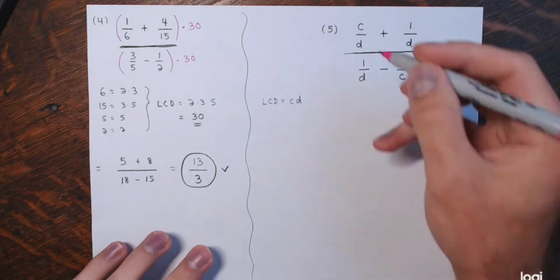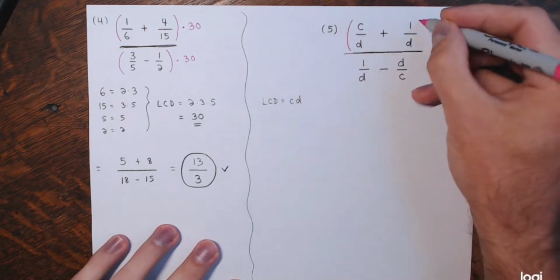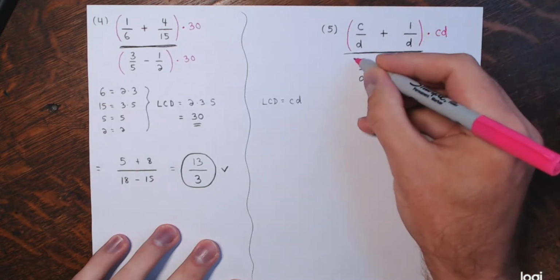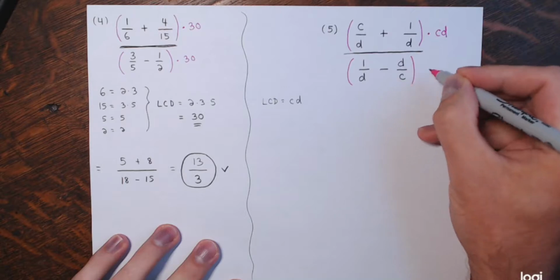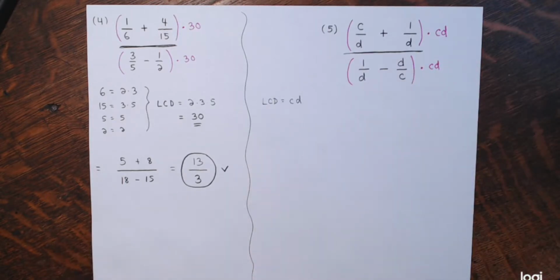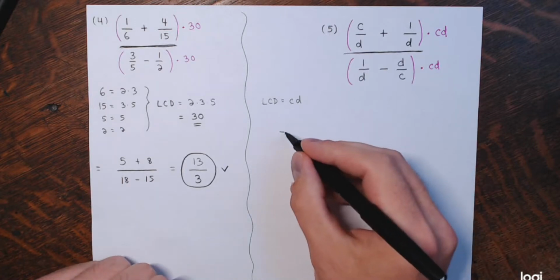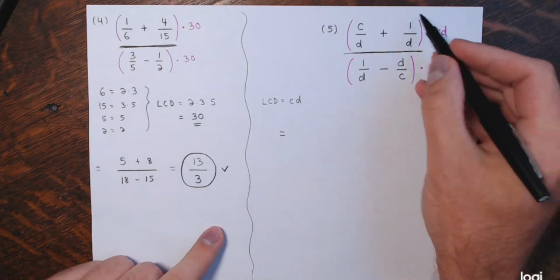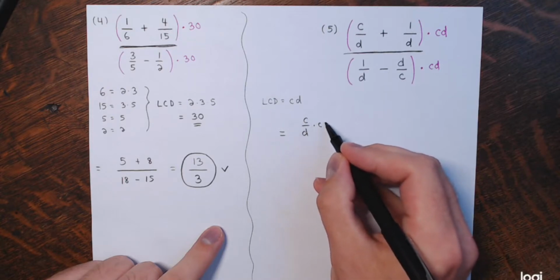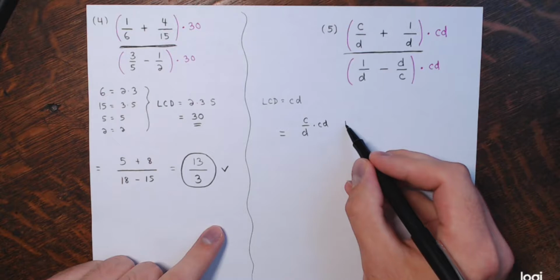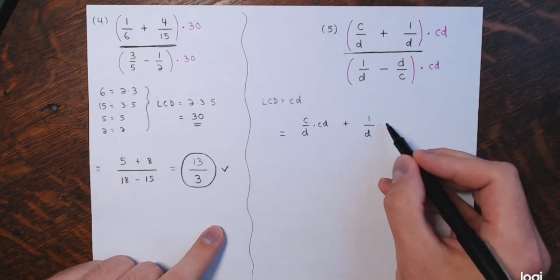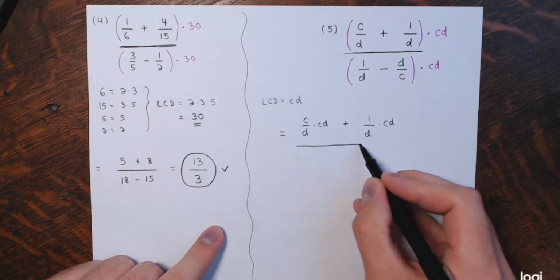Then I take the numerator, multiply it by the LCD. Do the same with the denominator. Multiply it by the LCD, right, this cd. Now this time I'll actually write it out because it's the first example with variables. When I distribute here, we have c over d times cd plus 1 over d times cd. Right, that's the numerator.